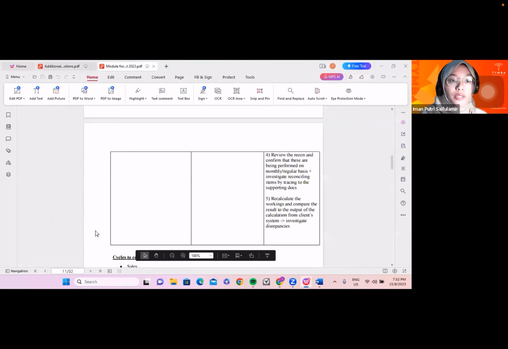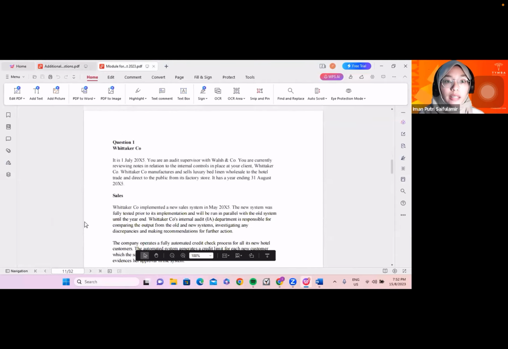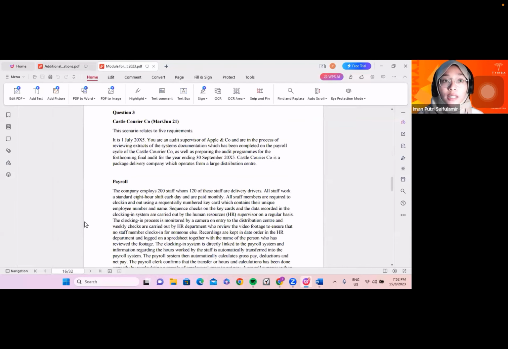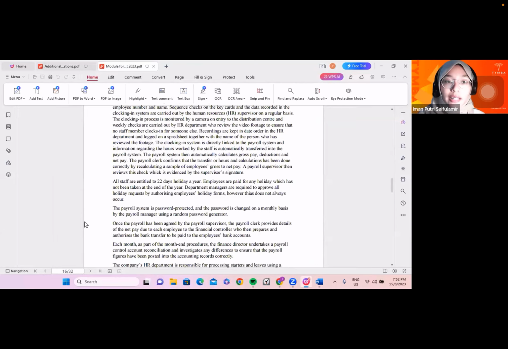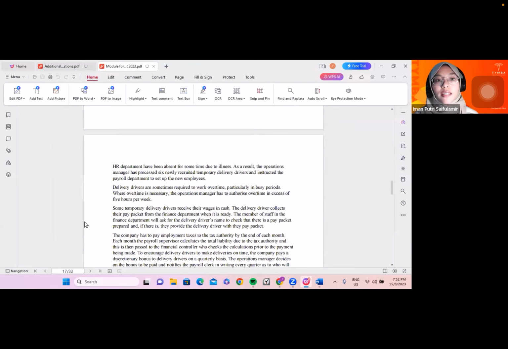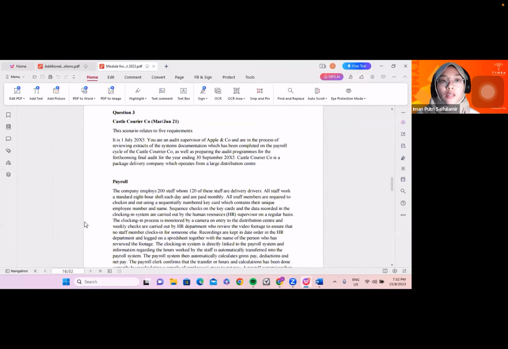And then I want to proceed if we have enough time. I want to attempt question 3 on Castle Career Co. This question focuses fully on payroll. It entirely tests the direct control and deficiencies of the payroll system. So this question is very, very specific on payroll. If you do not have a clear understanding of the payroll system, you will find difficulty in answering this question. So I will reserve this for the last question.